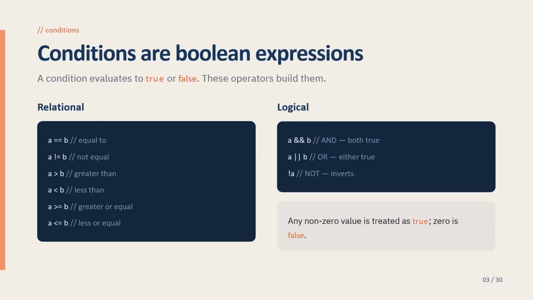So conditions are Boolean expressions. The conditions evaluate to either true or false. There are three logical operators: and, or, and not, and there are various relational operators like greater than, less than, equal to, greater than or equal to, less than or equal to. So all these conditions are checked and the results are Boolean values, either true or false, 1 or 0.